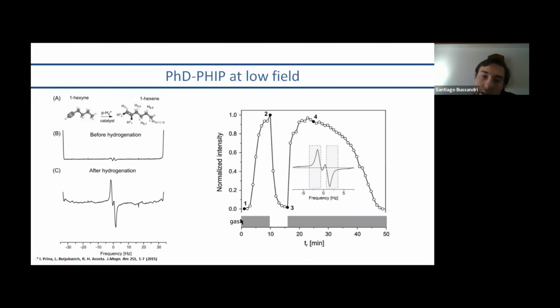You can see here that we bubble during these first 10 minutes where the hyperpolarization rises to a maximum. Then we turn off the gas. The hyperpolarization should go to zero because nothing will appear here. And then we turn on the gas again, so the hyperpolarization rises. And then when everything reacts, it goes straight down to zero.